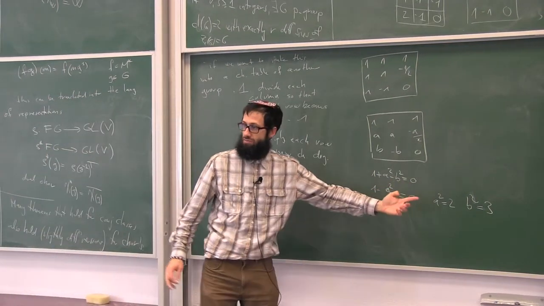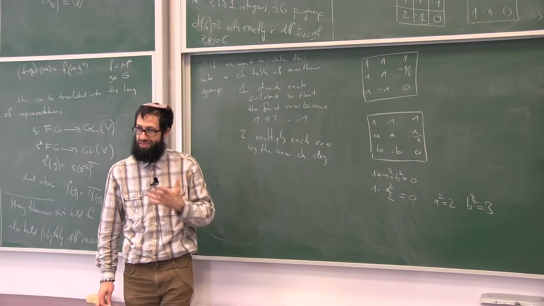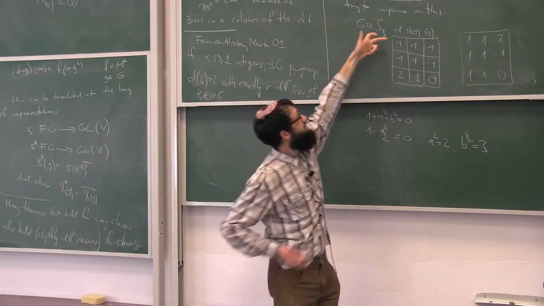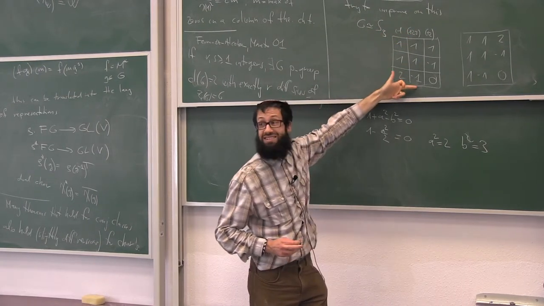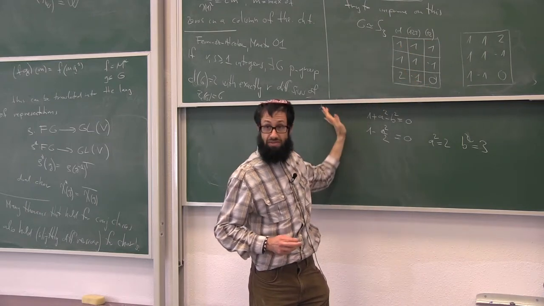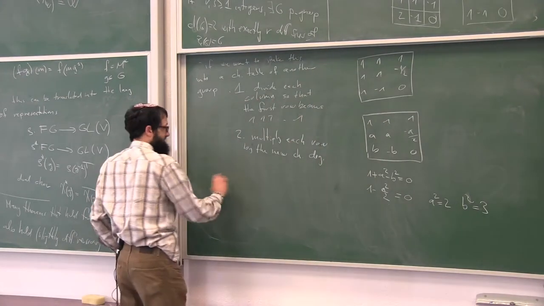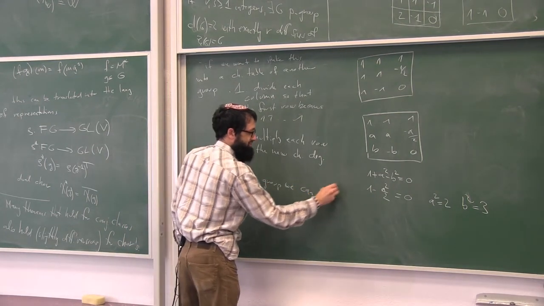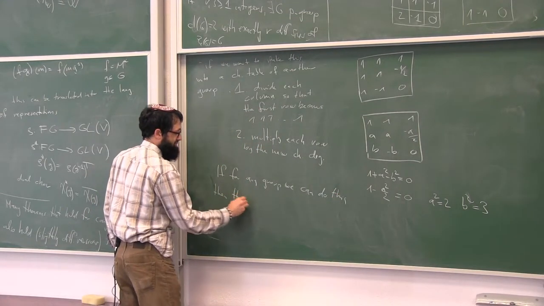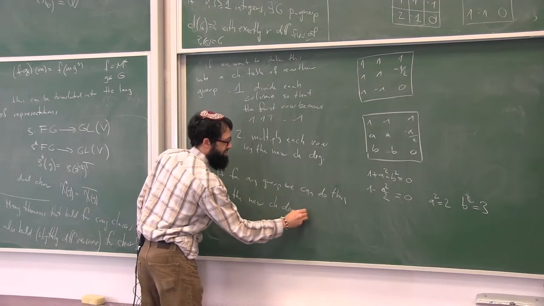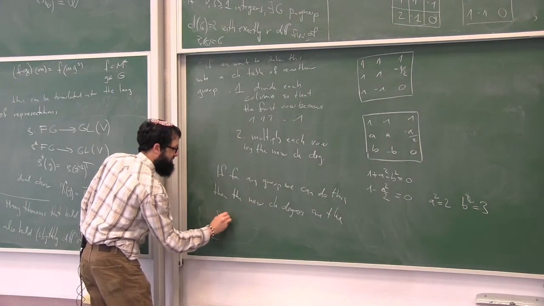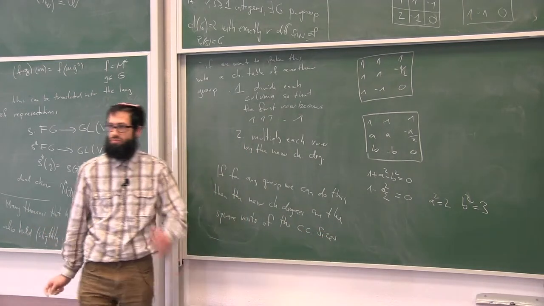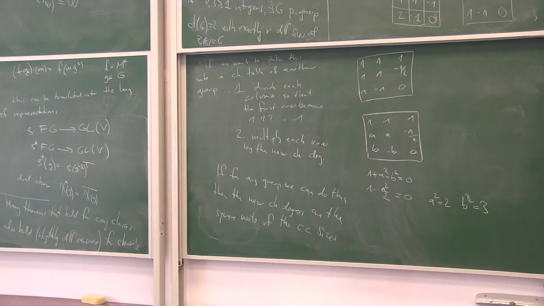But why 2 and why 3? There must be some reason why 2 and 3. And that is because in the original group, this was a conjugacy class of size 2, and this is a conjugacy class of size 3. So in fact, what comes out is that if for any group we can do this, then the new character degrees are the square roots of the conjugacy class sizes. So in particular, the conjugacy classes should have square size.